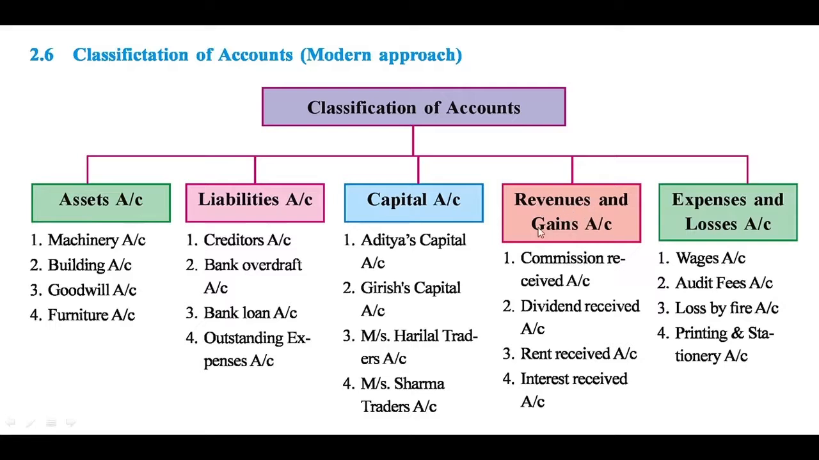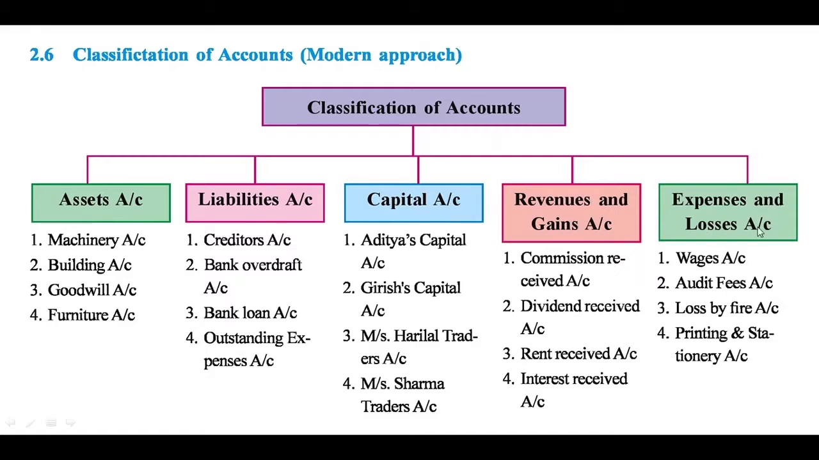Then the revenues and gains. Here they have given the examples of the revenues and gains. Something which is received by the business: commission received, dividend received, rent received, interest received, discount received. Something which is received by the business is known as revenue and gains.